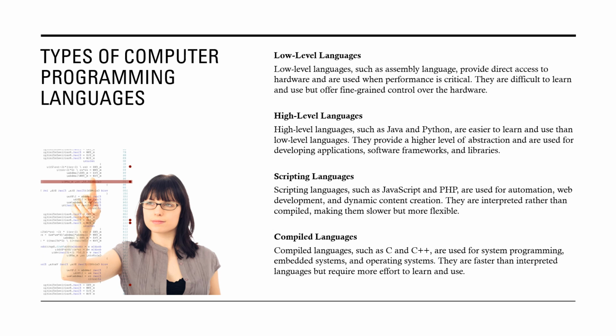High-level languages. High-level languages such as Java and Python are easier to learn and use than low-level languages. They provide a higher level of abstraction and are used for developing applications, software frameworks, and libraries.